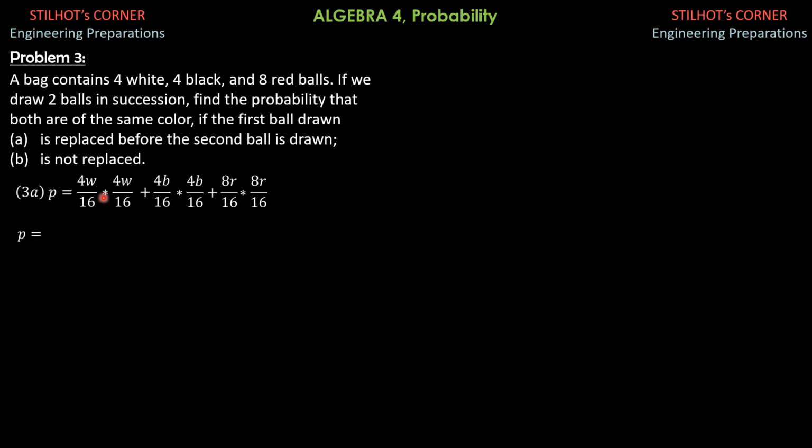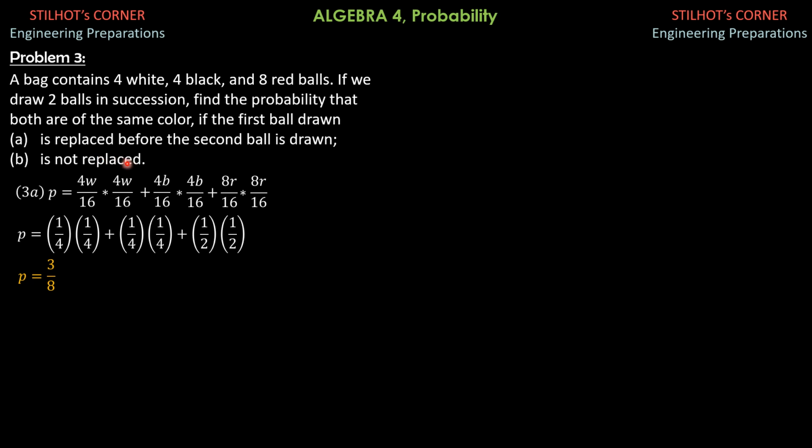So the probability is 1/4 times 1/4 plus 1/4 times 1/4 plus 1/2 times 1/2. So that would be equal to 3/8.